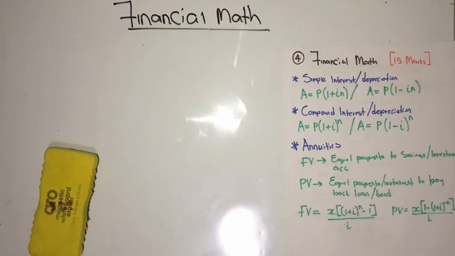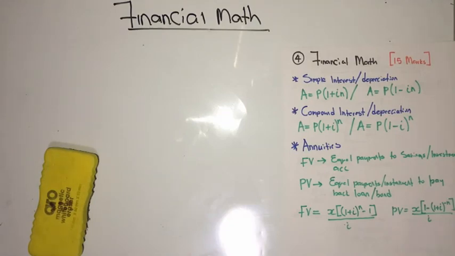Again, here we have compound interest or compound depreciation, which is known as reducing balance. So here, interest is calculated on what is existing in the account at that time. The same thing applies to depreciation. It is calculated based on what the asset is worth at that time. Okay, and then we have annuities.